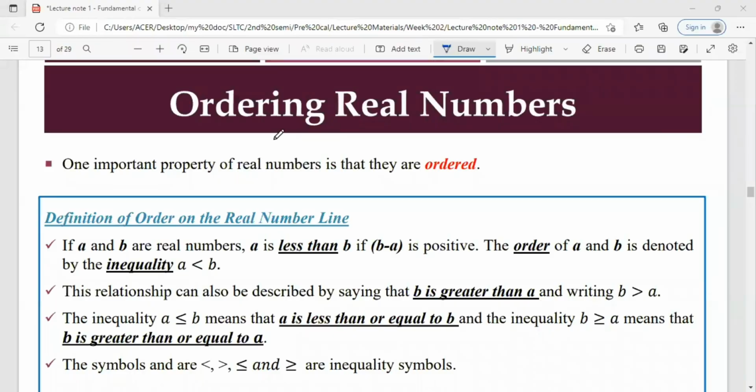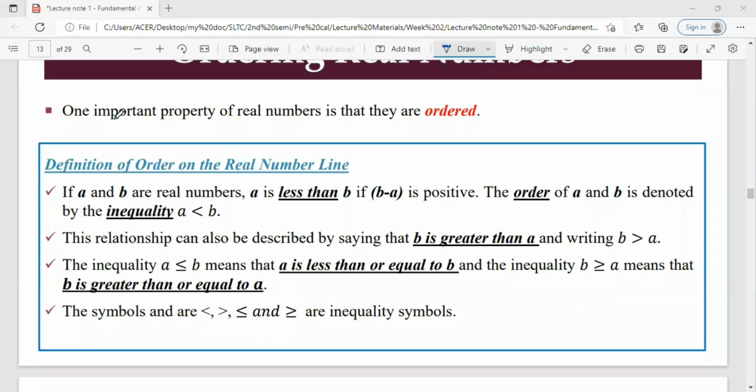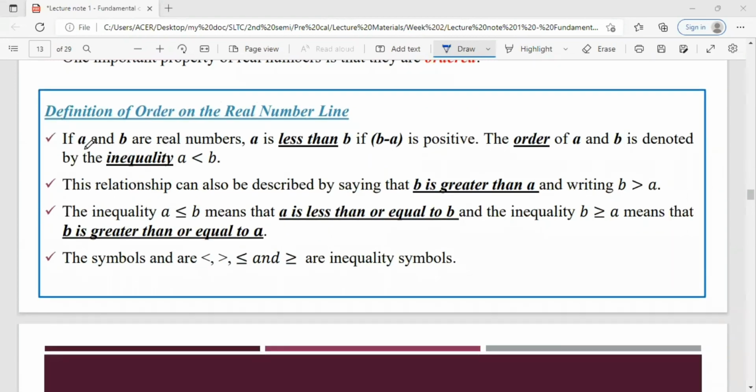Okay. In this video, we will discuss ordering real numbers. One important property of real numbers is that they are ordered, right? So, the definition of order on the real number line. Let's see the definition. If A and B are real numbers, A is less than B if B minus A is positive. So A is less than B means B is the higher value. A is smaller than B.